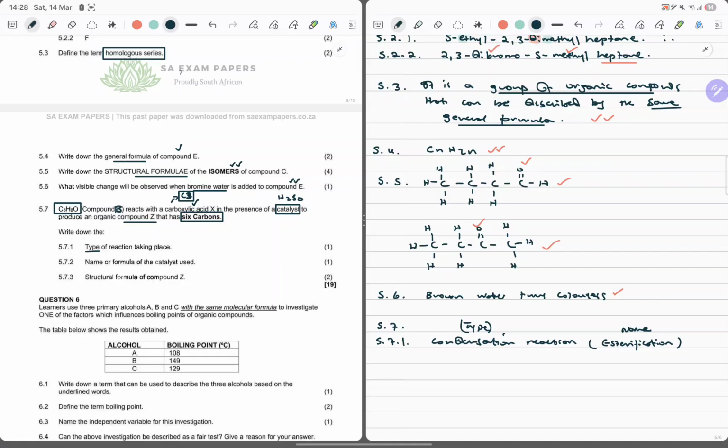But remember, this is a synthesis. We are joining 2 separate molecules into one. Hence we say condensation or synthesis. But if we eliminate water as a byproduct, then we say this is a condensation reaction.